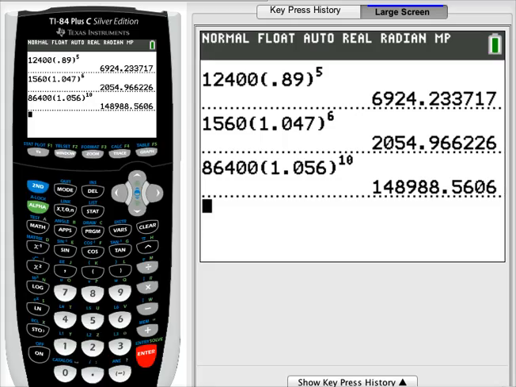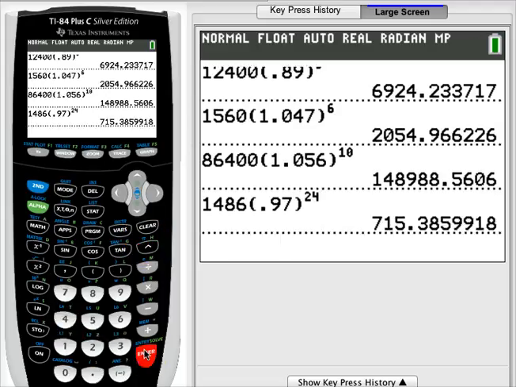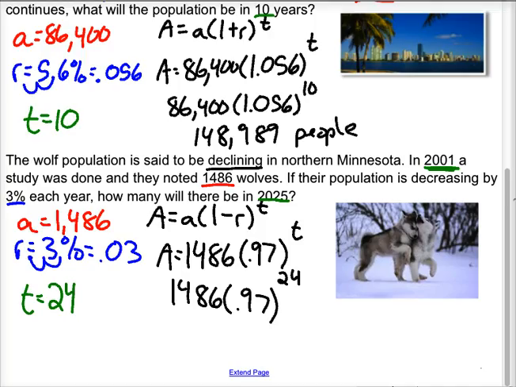So I come over to my calculator. 1,486 times 0.97 to the 24th power. And again, rounding to the nearest whole number, we're talking about a living creature. That would be 715 wolves.